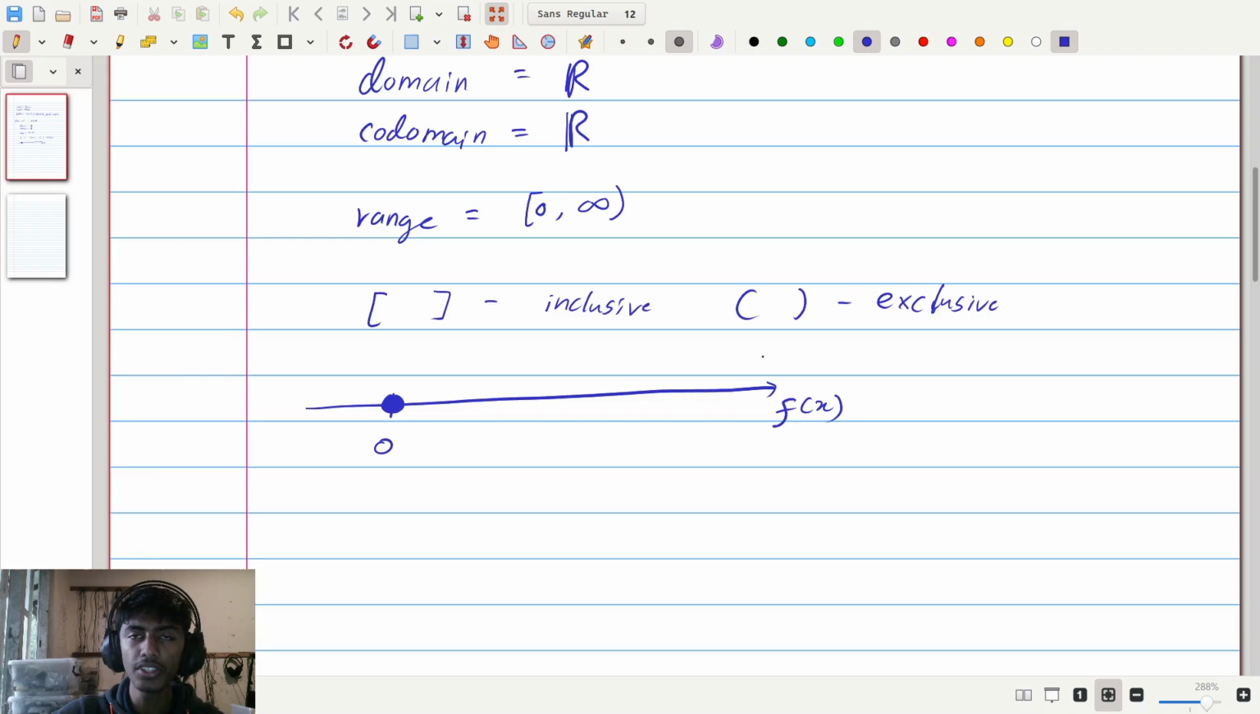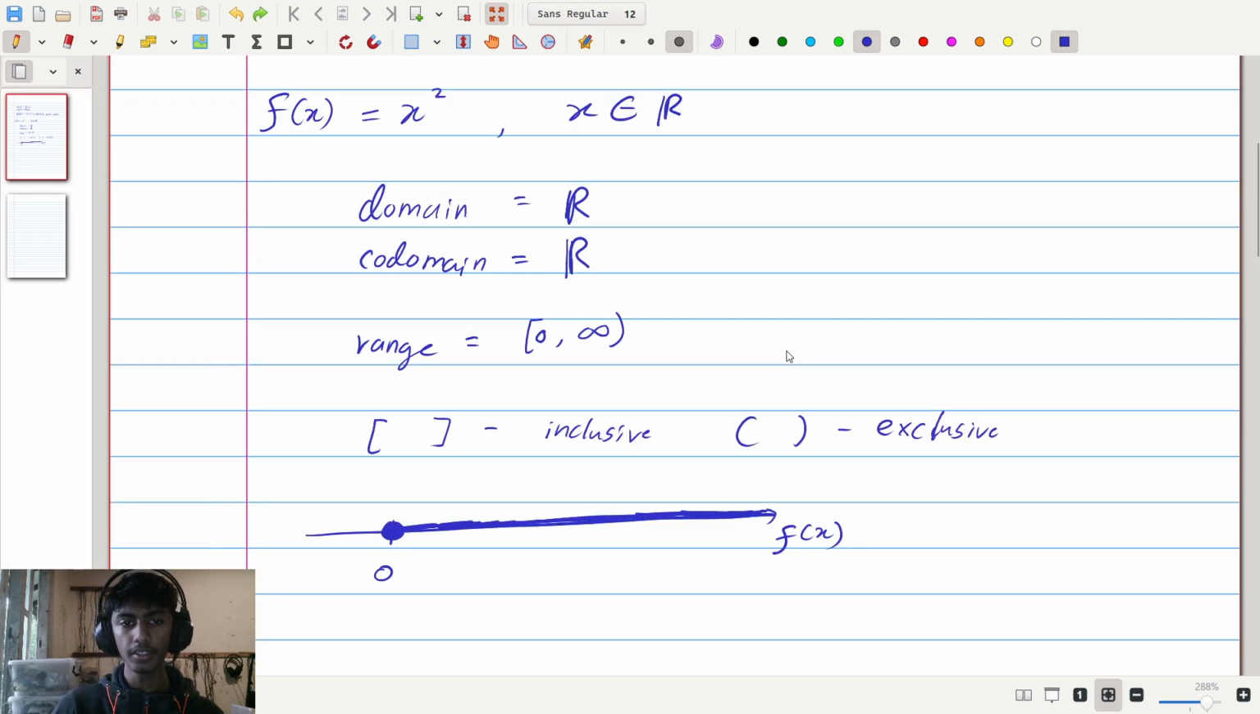The point 0 is a valid output, and then all the values above 0 are also valid, so they are also colored in on the number line like this. So this is what we mean when I say the range is 0 inclusive up to infinity exclusive. And it should also be noted that infinity is always excluded when we are talking about the range. Any range of values, infinities are excluded. Negative infinity is excluded, infinity is excluded. So that is the definition, and this is the range of f(x).